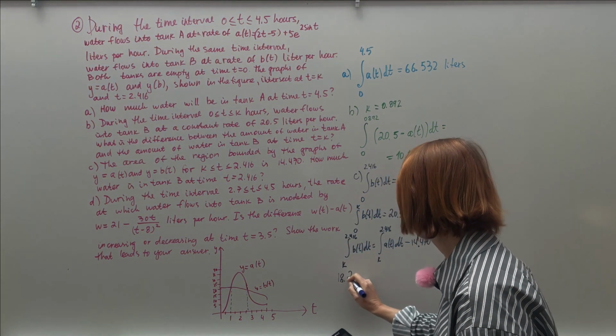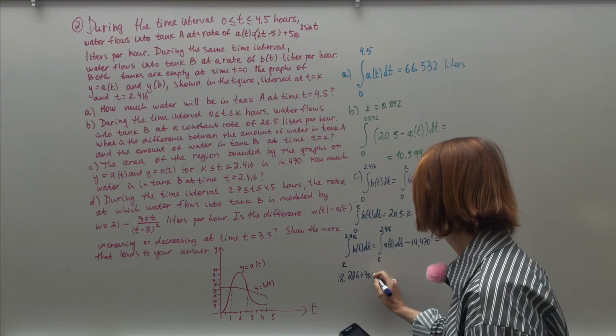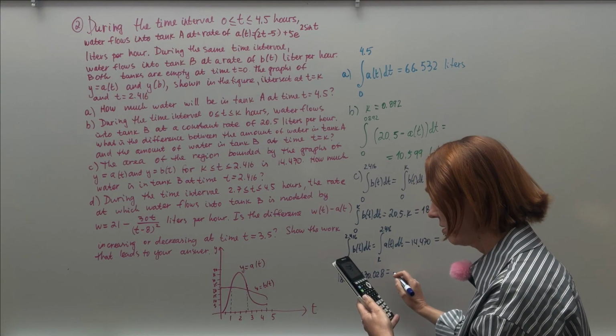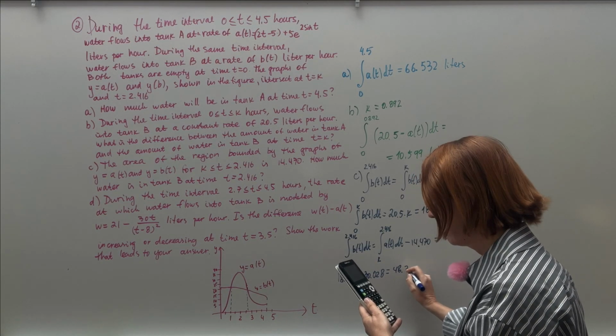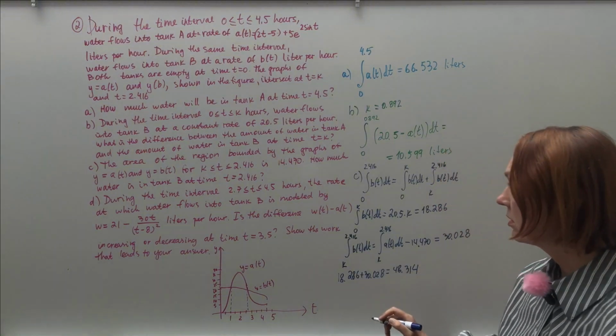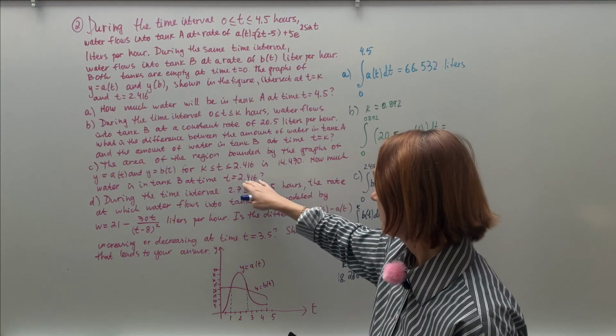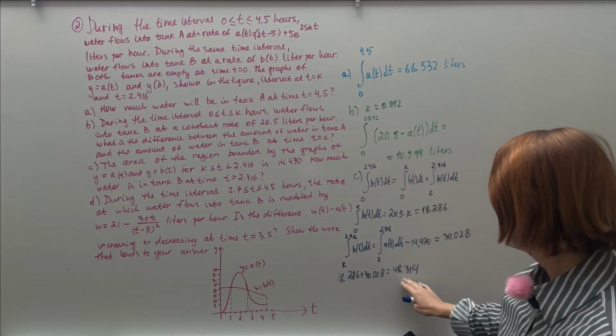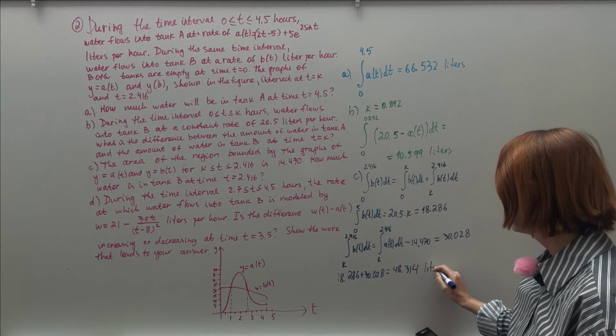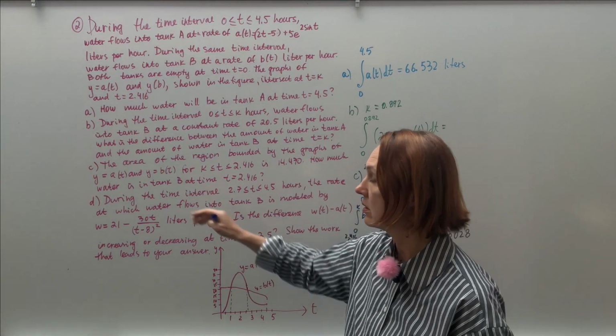So 18.286 plus 30.028 is 48.314. So my answer is how much water is in tank B. At time 2.416, there are 48.314 liters of water in tank B.